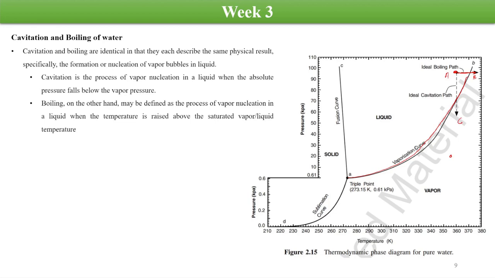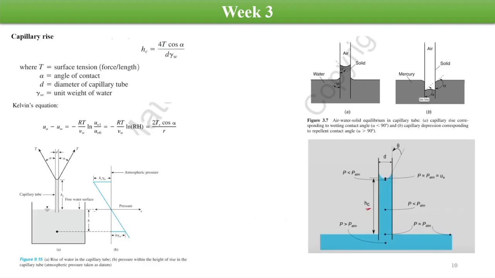So from A to C, if we drop the pressure, then we can directly reach the vapor phase. So the final state is the same. The final state is the vapor state, and the initial state is the same. That is the liquid state, right? But the processes are different. So there are other paths also to reach the vapor state, right? So there are multiple paths to reach it, but the ideal paths are the boiling path and the cavitation path.